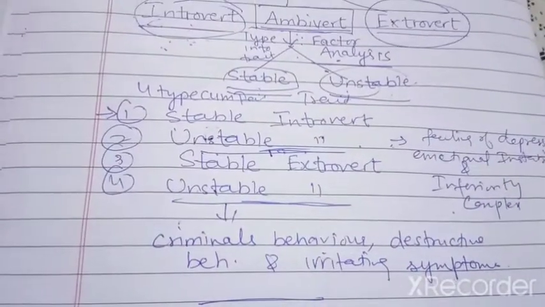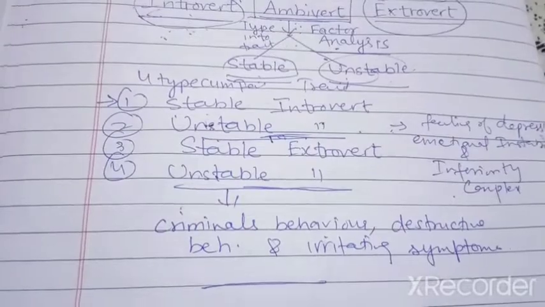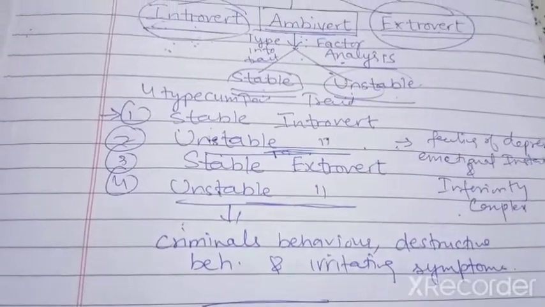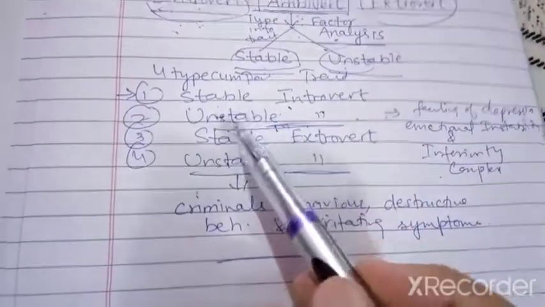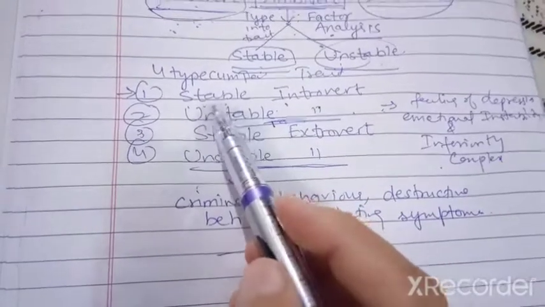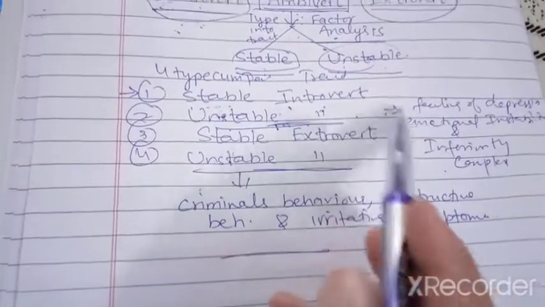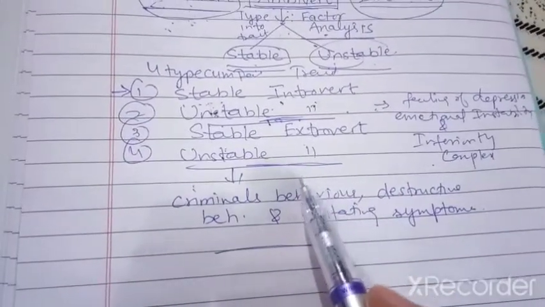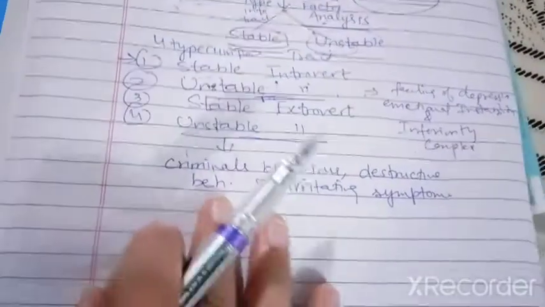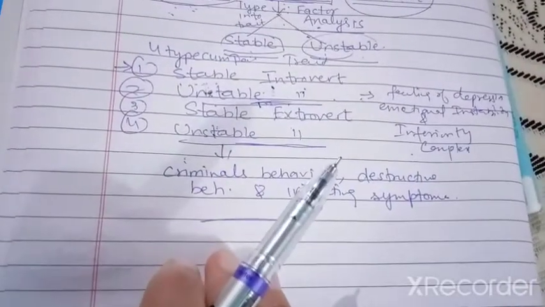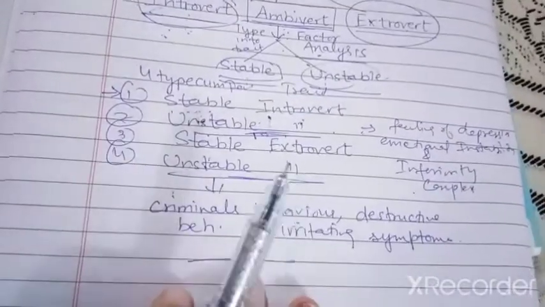So, if we want to remain a healthy person, then we must work on our personality traits, means we must behave either in a stable introvert form or a stable extrovert form. Otherwise, this is going to create imbalance in our life. So, this is all about the type cum trait approach. I'm going to revise these two approaches.